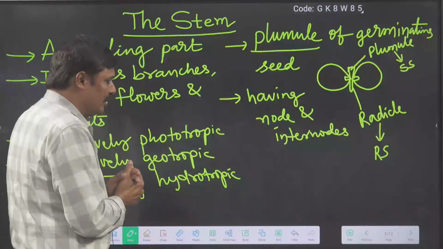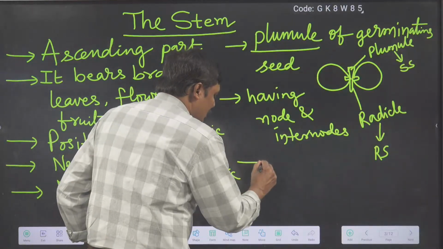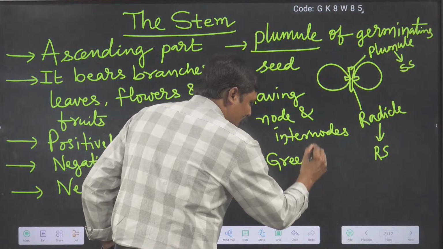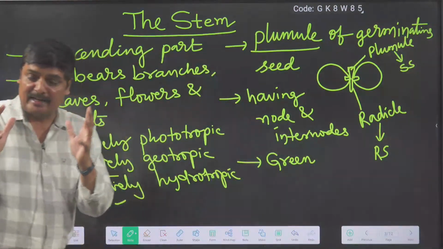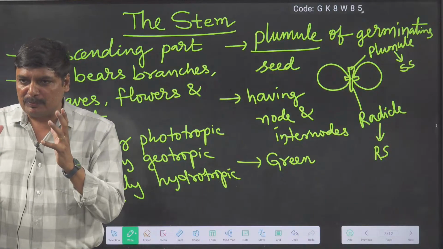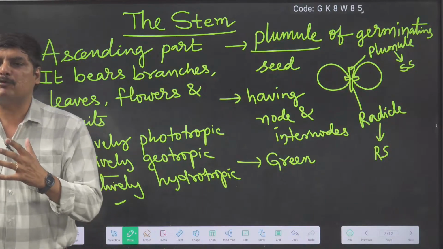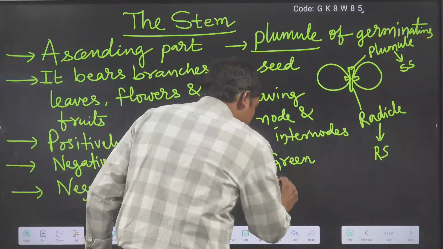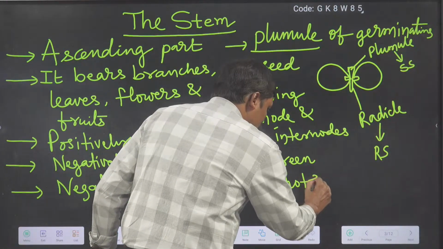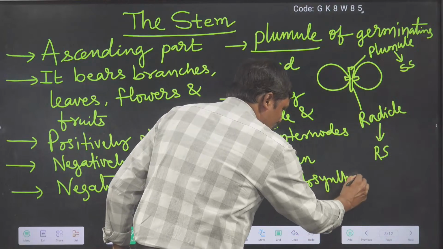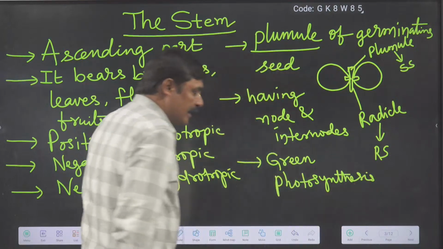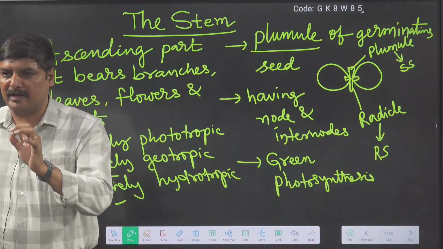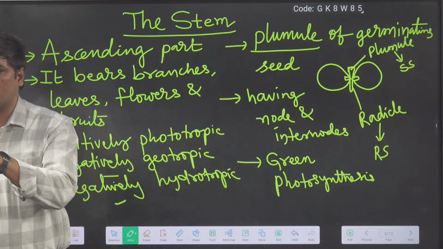Generally, young stems are green in color. Young stems are green in color due to the presence of chlorophyll, and therefore they can synthesize food material by a process called photosynthesis. Okay? Young stems are green in color, and hence they synthesize food material by a unique process called photosynthesis.